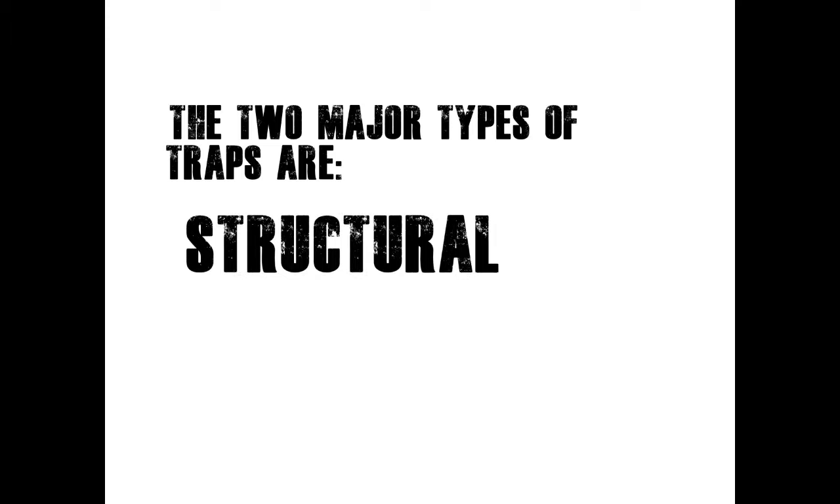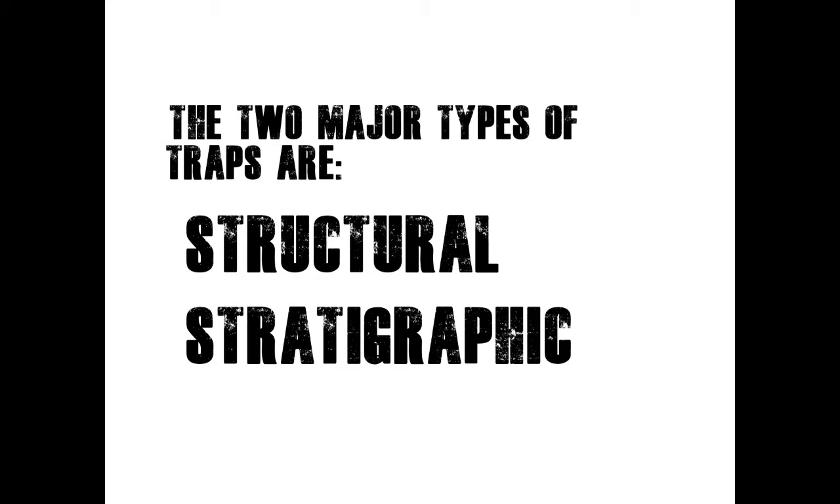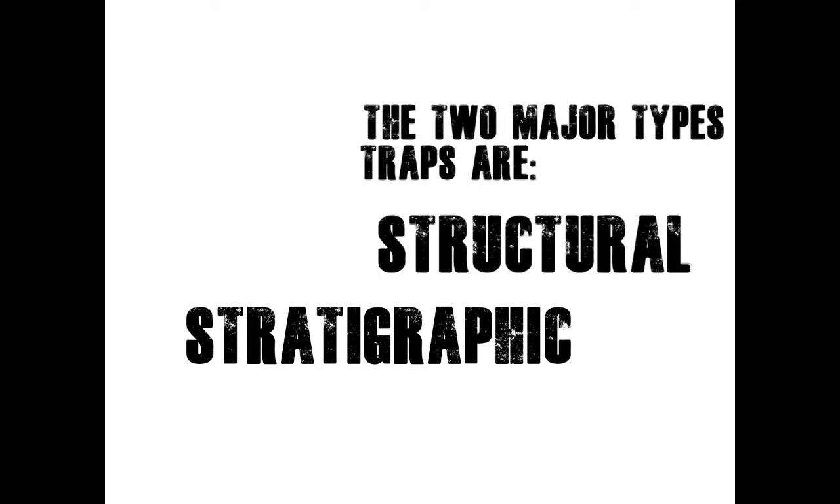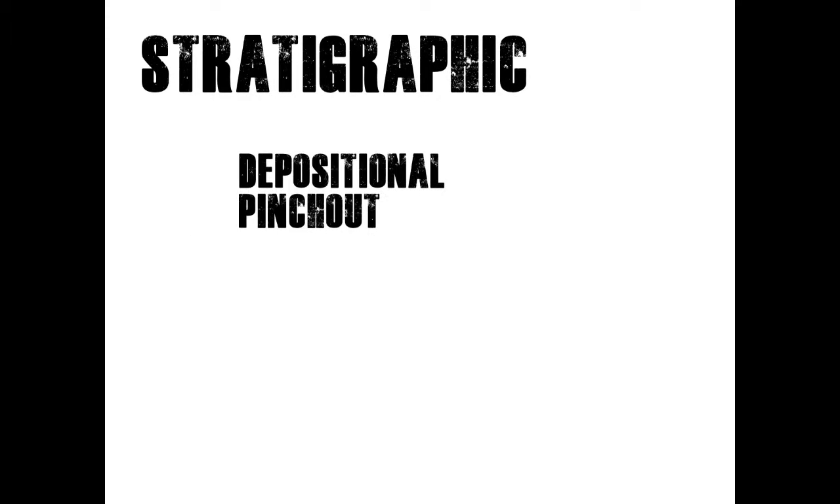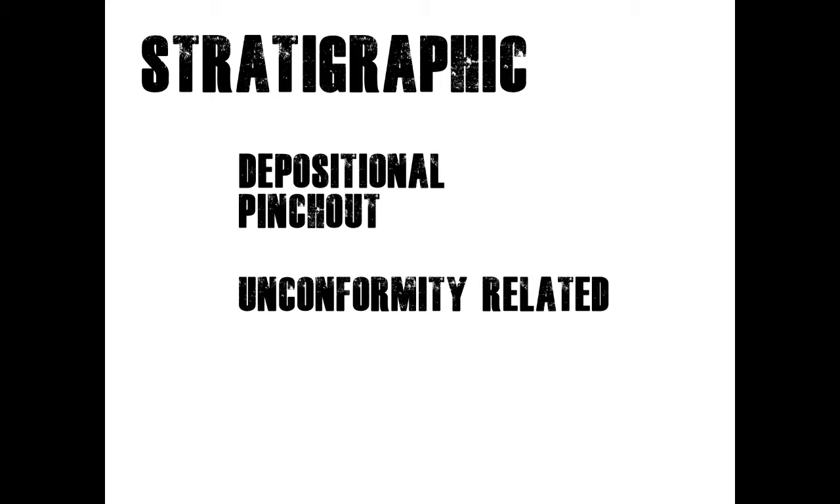There are two major types of petroleum traps: structural and stratigraphic. Often, traps can be classified as a combination of the two. Stratigraphic traps can be further subdivided into depositional pinch-out, unconformity-related, and diagenetic. Today, we will focus on unconformity-related traps.